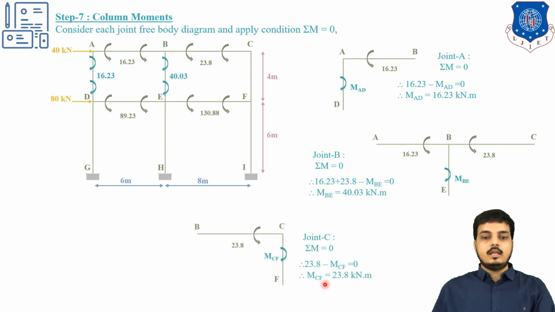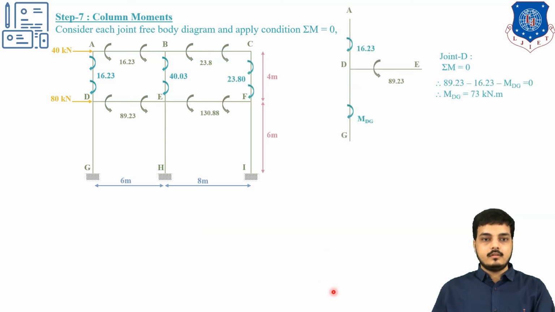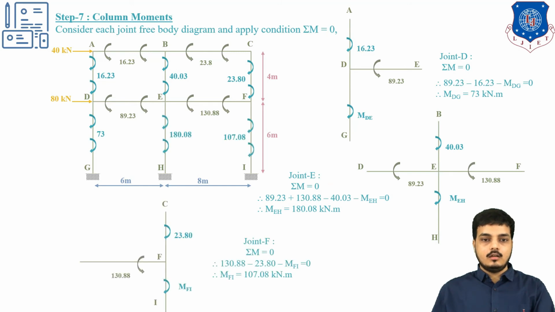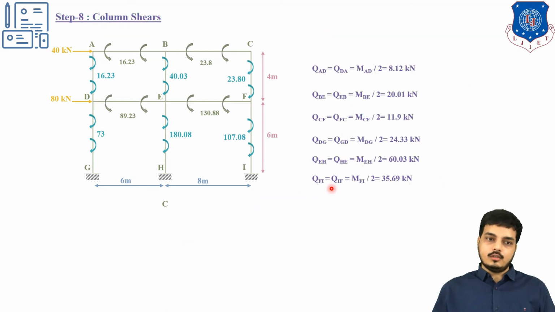For the joint C, with the help of it, we can find out MCL. Similarly, for joint D, we can find out MDG. This we have recently found out, and this we have earlier found out. And in the same manner, we can find out all the moments of column. So with the help of this column moment, we can find out column shears.